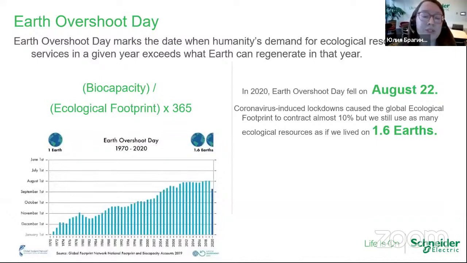I will tell you today about our environmental goals, and if you know, the scientific group proposed a special day. Its name is Overshoot Day. This day marks the date when humanity's demand for ecological resources and services in a given year exceeds what Earth can regenerate in that year. Earth Overshoot Day is hosted and calculated by the Global Footprint Network. It's an international research organization that provides decision makers with a menu of tools to help the human economy operate within the Earth's ecological limits.